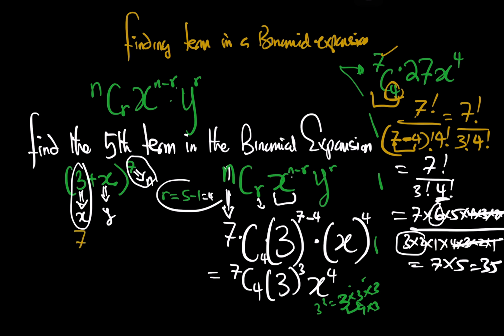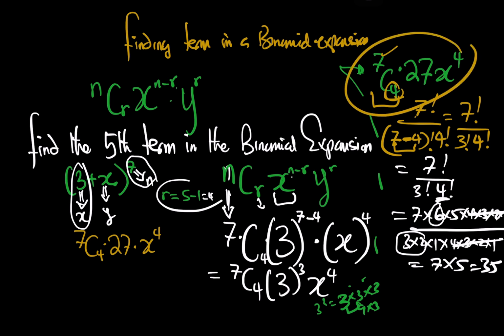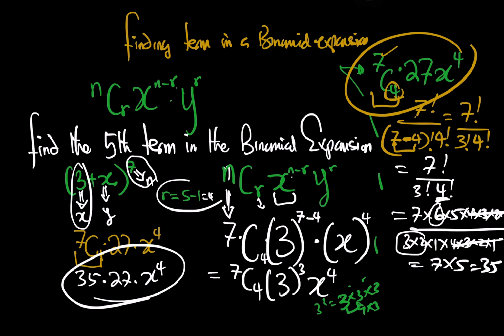Remember we said it was 7 combination 4 times 27 times x to the power 4 from here. Do you remember that? So this alone is giving us 35, multiplied by the 27, multiplied by x to the power 4. And that will be the fifth term.